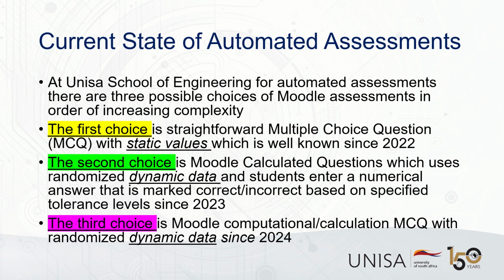Traditionally, there were three options to use automated assessments after the phasing out of Samigo with the new software called Moodle. The first choice is obviously simple multiple choice questions with static variables. Second choice is to use calculated questions using random variables. And the third choice is to, in a certain sense, use calculated questions but incorporate it into multiple choice. In Moodle, this is known as randomized multiple choice or computational multiple choice questions.